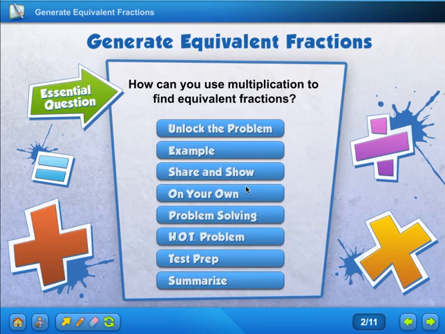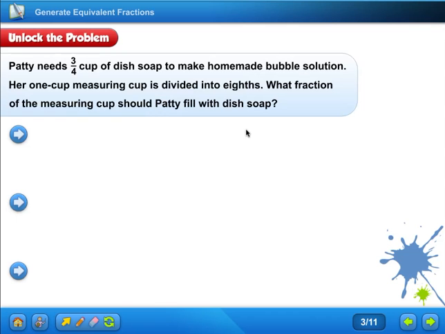Hi everyone, today we are on lesson 6.2 in your colored math book, and that is on page 231. What we are going to do today is generate equivalent fractions. So the question asks, how can you use multiplication to find equivalent fractions? So let's go to unlocking the problem.